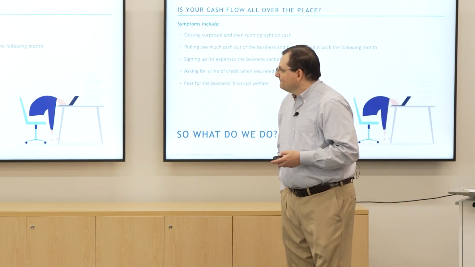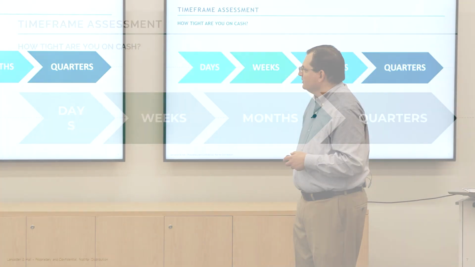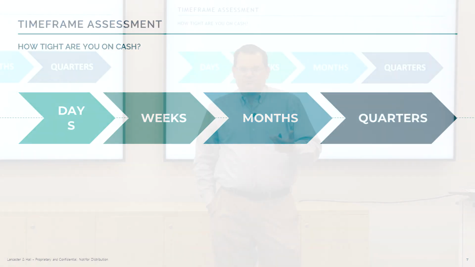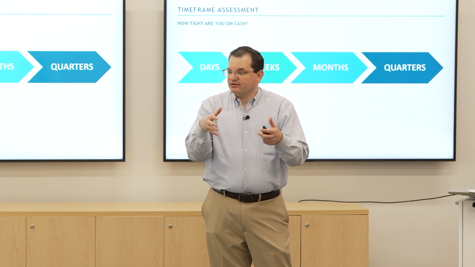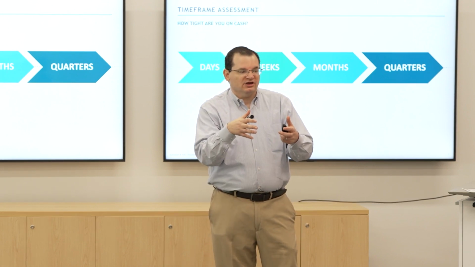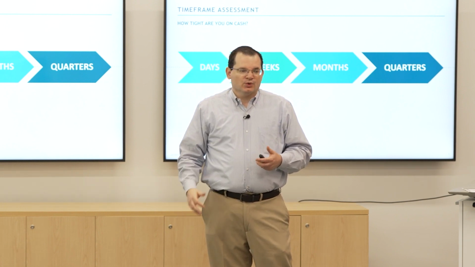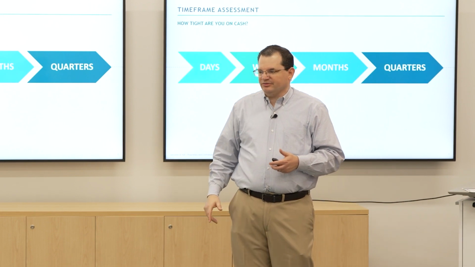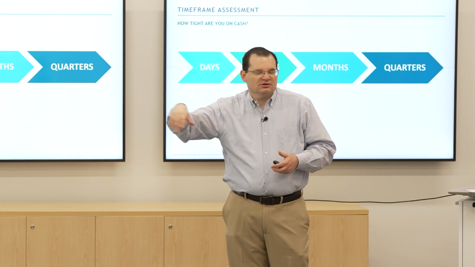So let's talk about cash flow projections. The first thing we would do is talk about the time frame. How tight are you with cash? Are you getting tight within the month? So you're running out of cash in the next 4 weeks, and this happens every month where you run out of cash in the middle of the month. Or maybe it's, well, I have cash this month, but I know I've got some big bills coming next month. So we can look out 8 weeks.